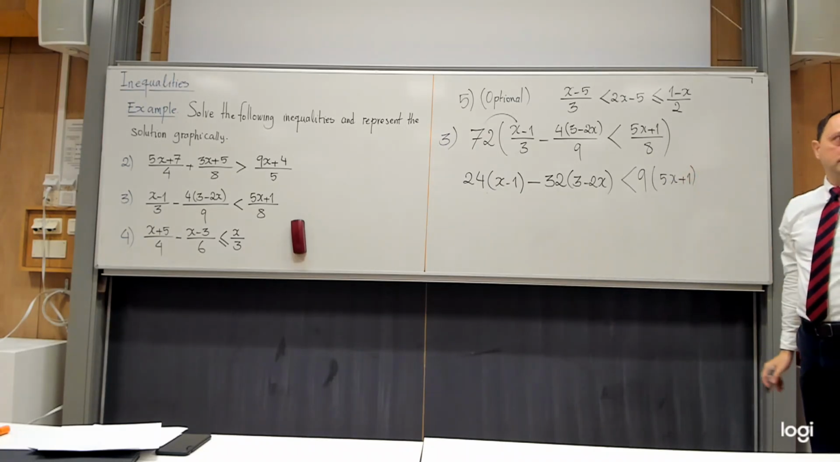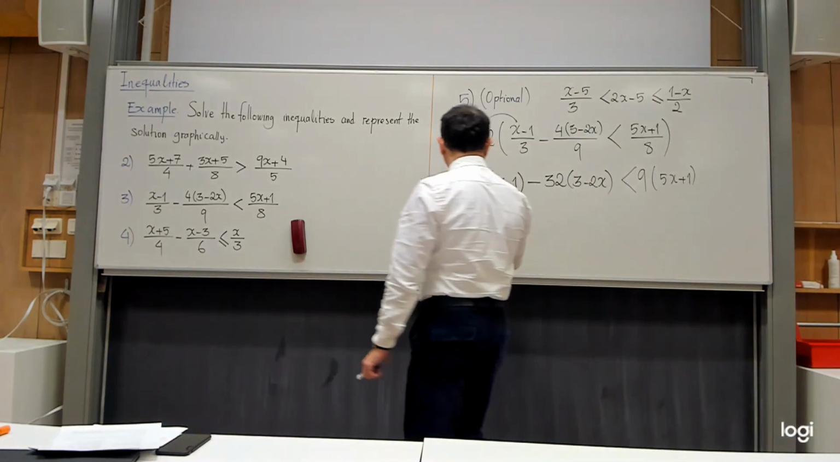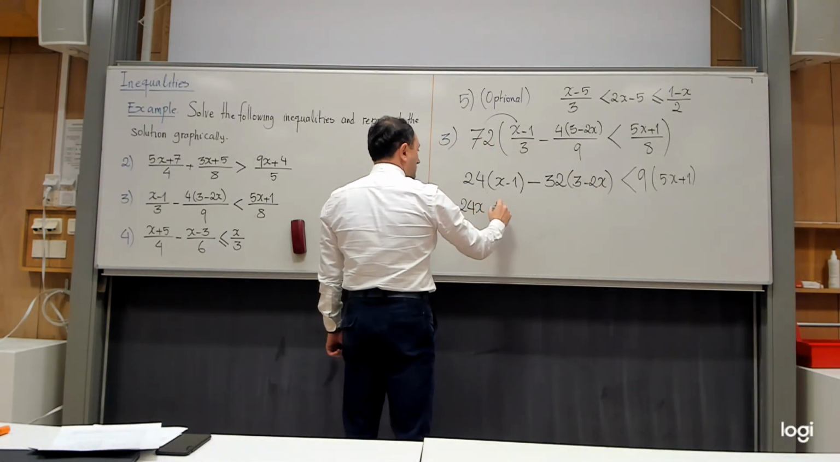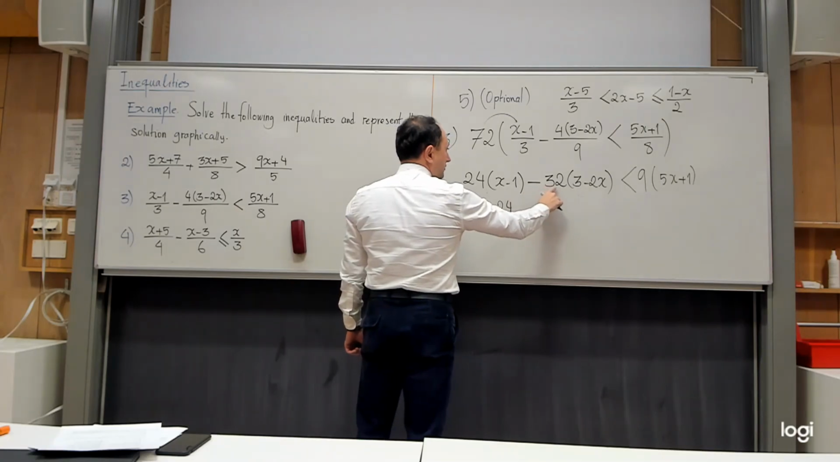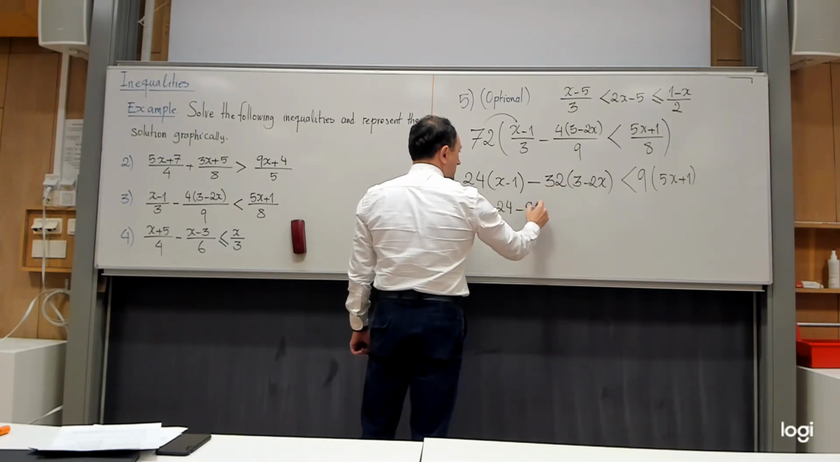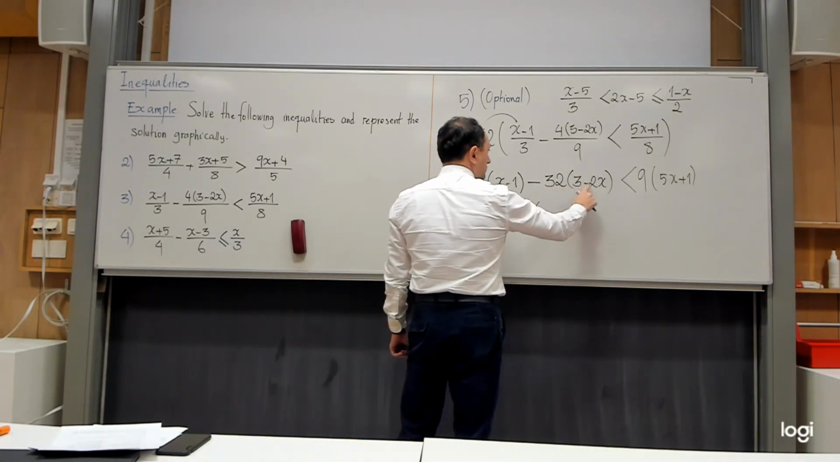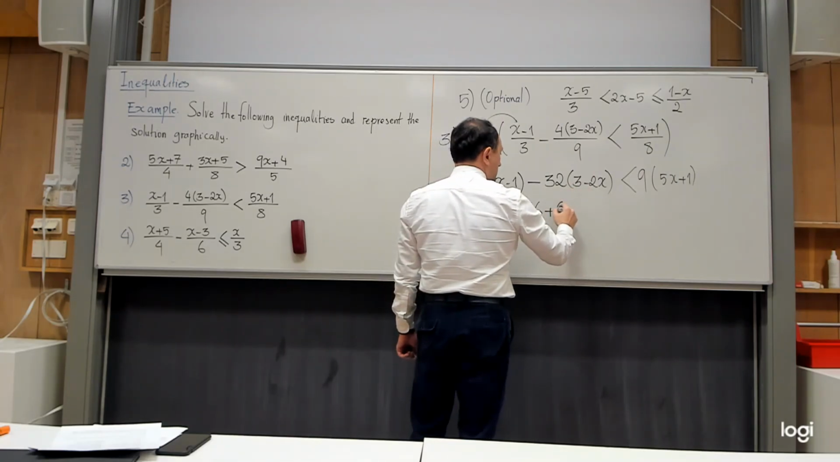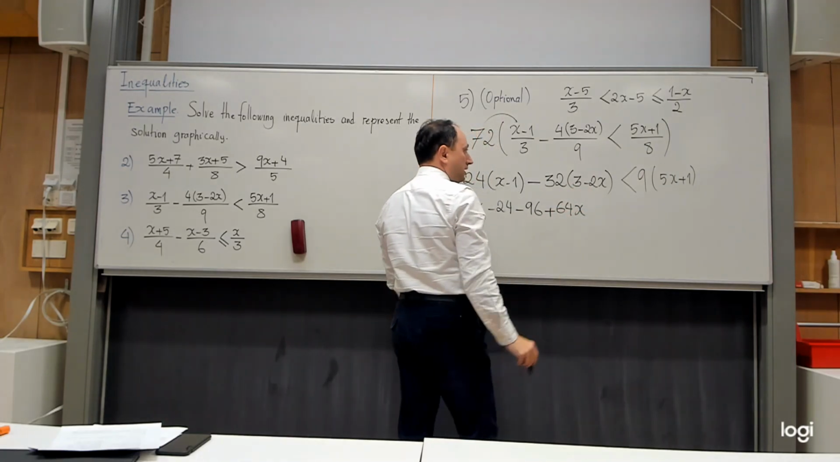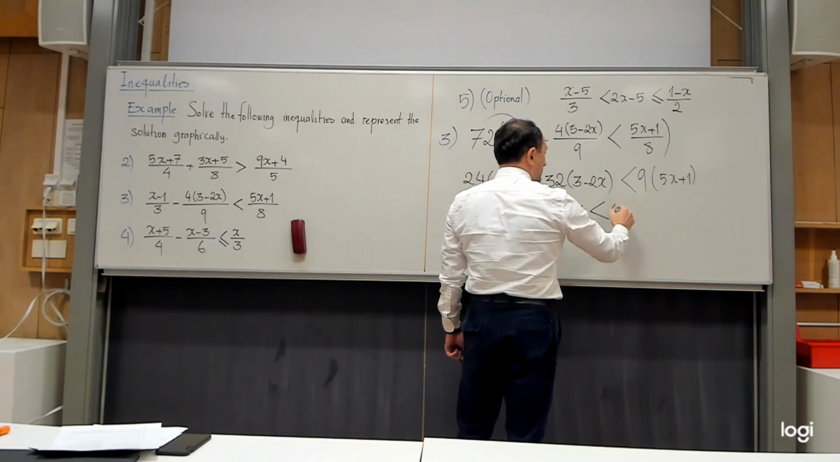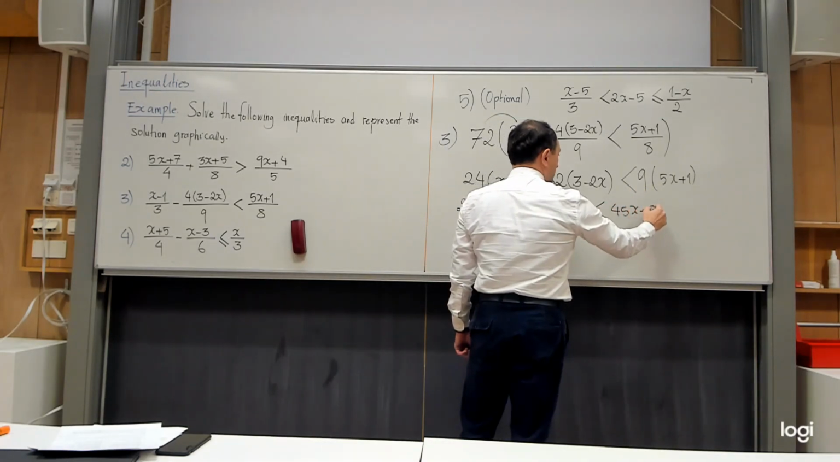And then I have to multiply, yes? So 24 times x and minus 24. Minus 32 times 3 is minus 96. And minus 32 times minus 2 is plus 64x. On the right hand side, I have 45x plus 9.